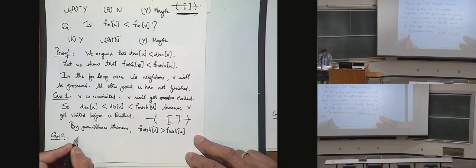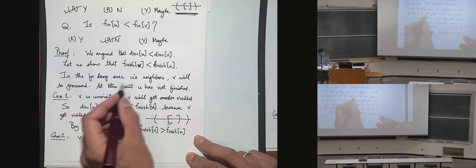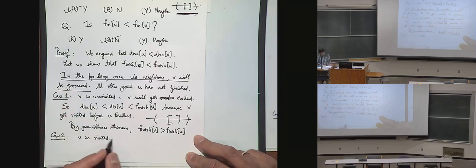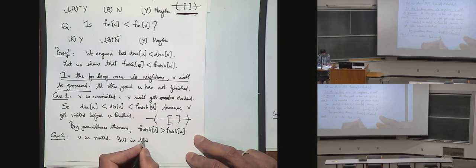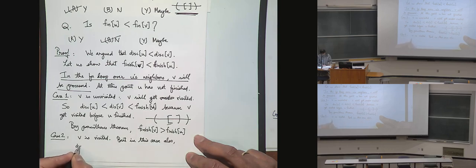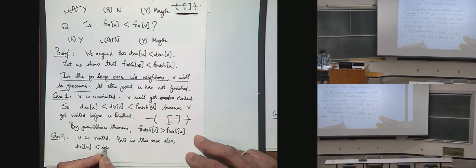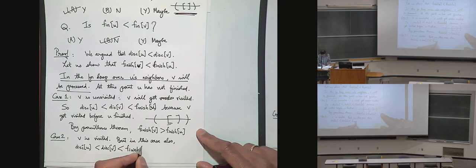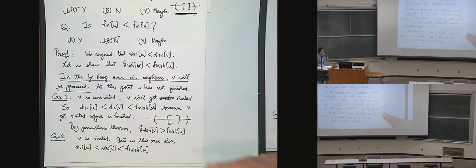So case 2 is V is visited in the for loop. But in this case also, what this means is that the discovery of U is less than the discovery of V. And this we know. And obviously this got discovered at some point before this got finished.